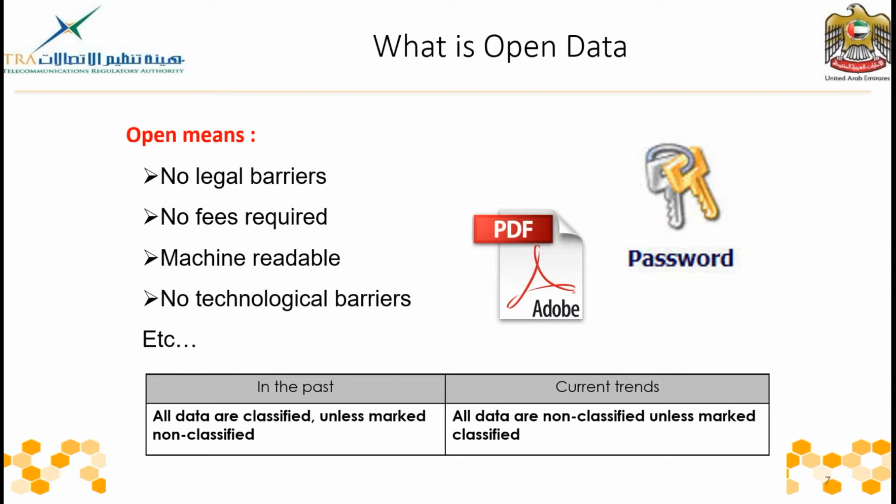In the past, data was considered classified first, unless marked as non-classified. The current trend is the opposite. All data are non-classified unless they're marked classified. And this is the digital by default approach.